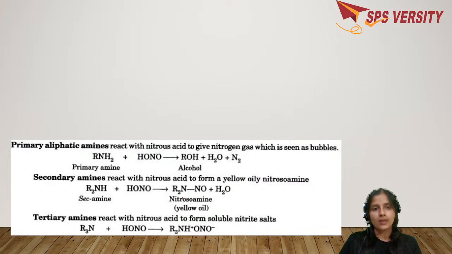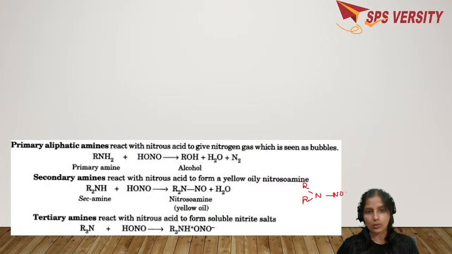So the primary amines react in a different way. The secondary amines react in a different way. Tertiary amines react in a different way. The primary amines will give you the alcohol. Secondary amines will give you R2N, where the two R groups are attached, and they give you NO.